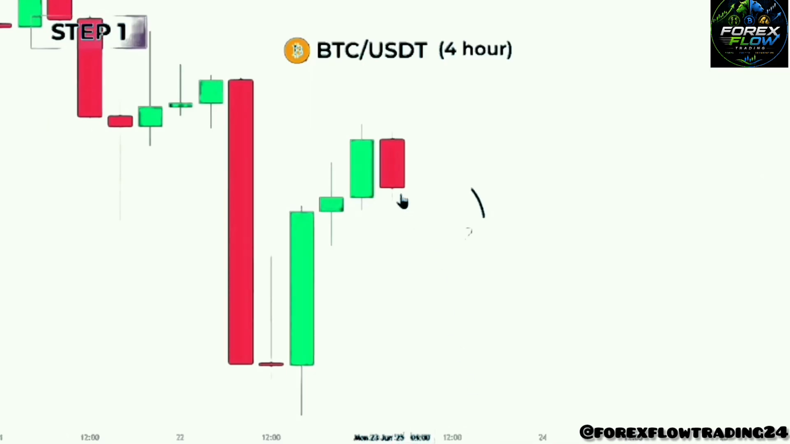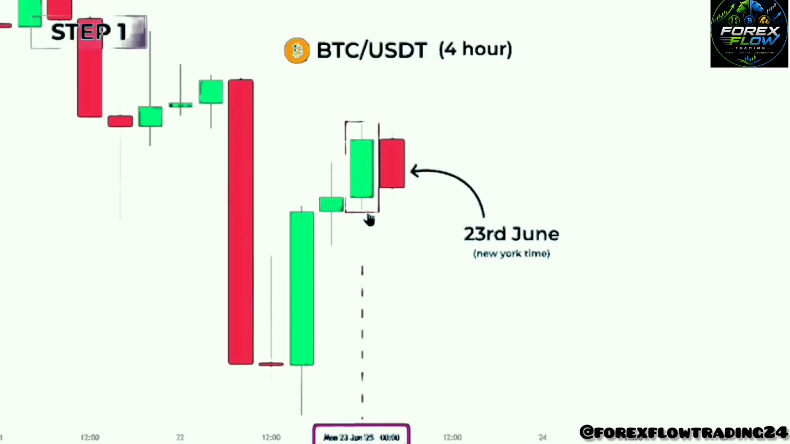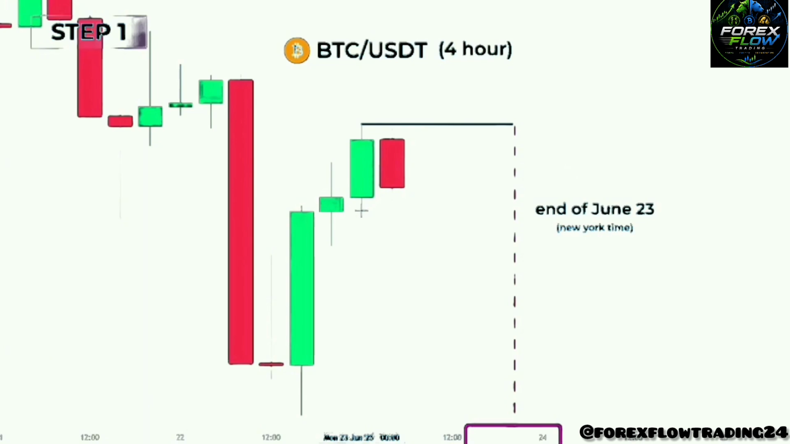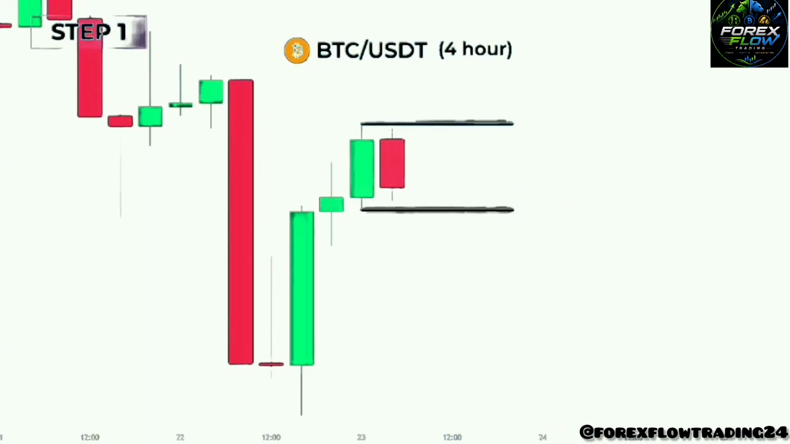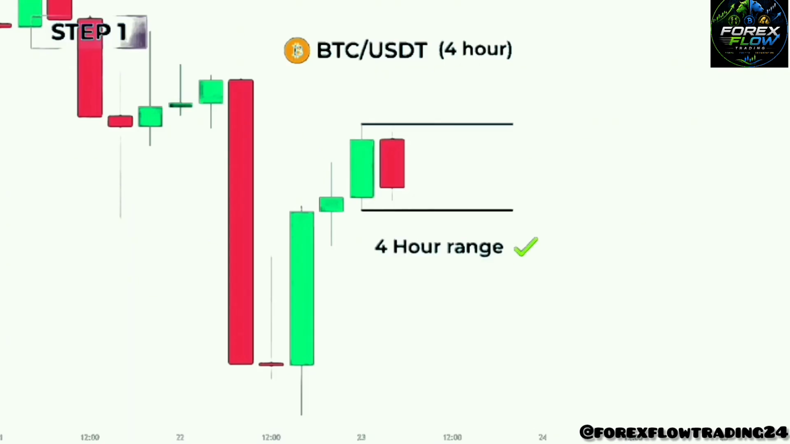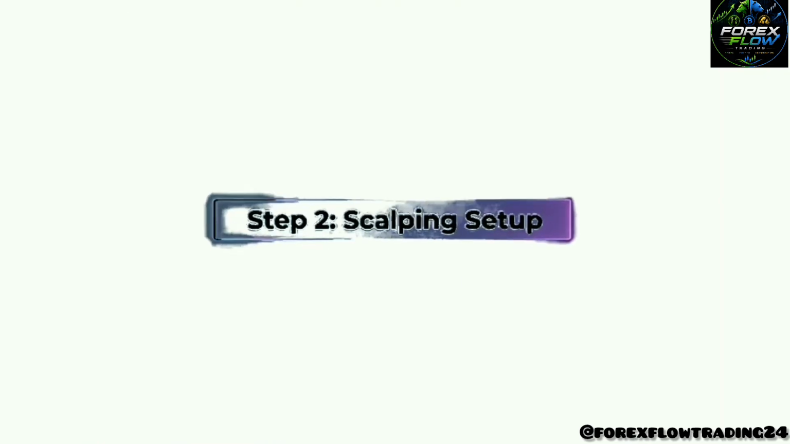Next, hover to the first 4-hour candle that formed on today's date. In this example, since it's June 23rd, the first 4-hour candle that formed today is this one. Then, simply draw a line at the high and low of that candle and extend both lines to the end of the day. That's your 4-hour range on this chart. Now, an important thing to remember is make sure that the first 4-hour candle has fully closed before marking the range. If the candle is still forming, wait for it to fully close first. So once the 4-hour range is identified, we move on to step 2, which is the scalping setup.